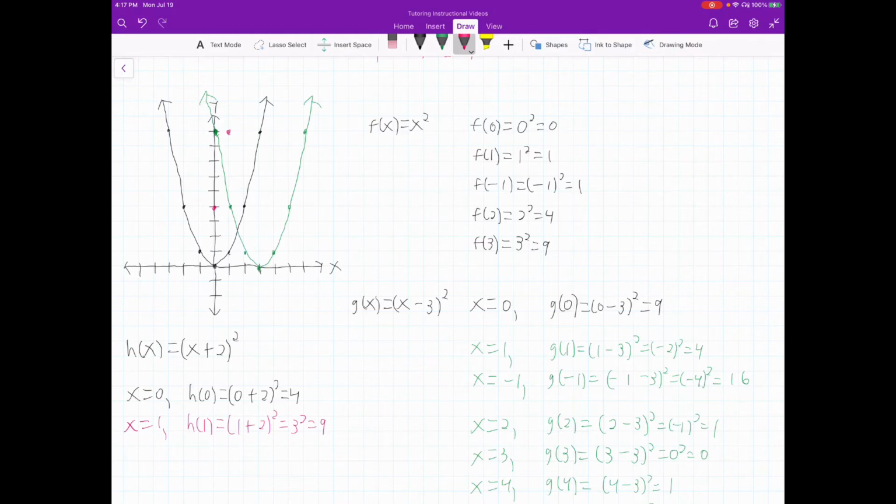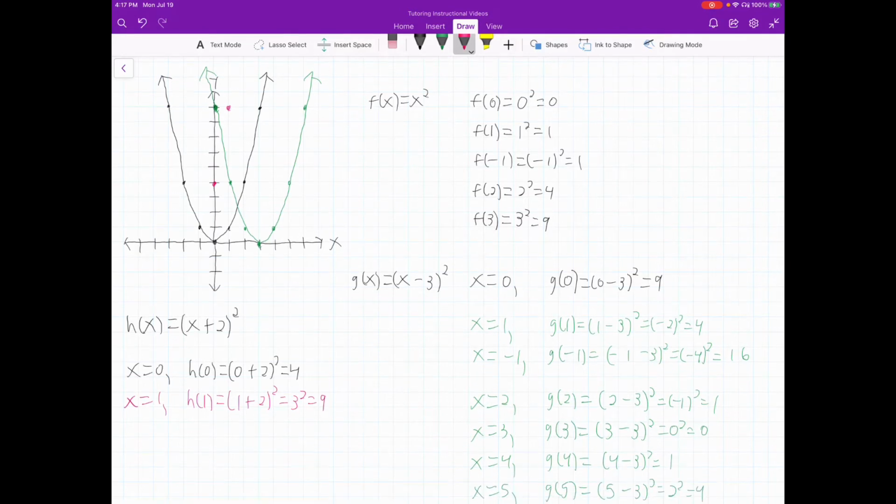And as I keep increasing x, I'm just going to get larger values, which would get too high for me to graph. You can check that. So now I'm going to move back to negative numbers. When x is -1, I get -1 plus 2 squared, which is 1 squared, or 1. And then when x is -2, h of -2 is -2 plus 2 squared, which is 0 squared, or 0.